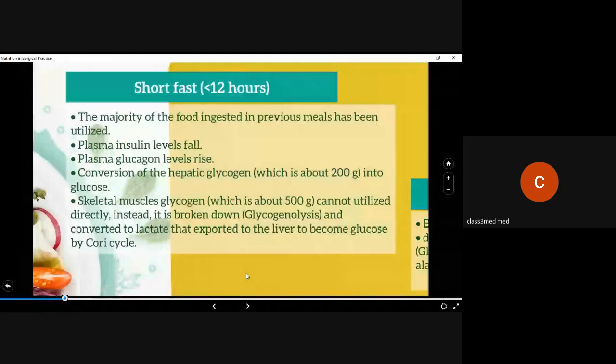Skeletal muscle glycogen, which is about half a kilo, cannot be utilized directly. Instead, it's broken down by glycogenolysis and converted to lactate, which is exported to the liver to become glucose by the Cori cycle. And you have good information from biochemistry about the Cori cycle. So liver glycogen is utilized directly by converting it to glucose, while skeletal muscle glycogen is converted to lactate, and then by the effect of the Cori cycle, the liver converts it to glucose.